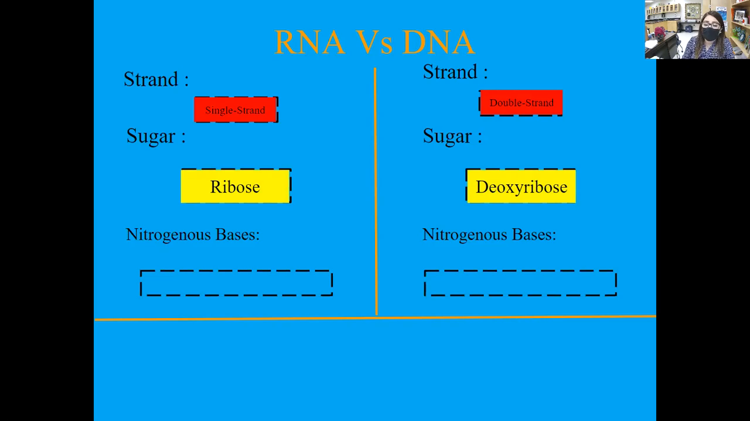Your nitrogen base is, again, another component of the nucleotide. The nitrogen bases in RNA are now uracil, adenine, cytosine, and guanine. A now pairs with U. C still pairs with G. In DNA, we were using apple, tree, car, garage, right? And so it was A with T, C with G.